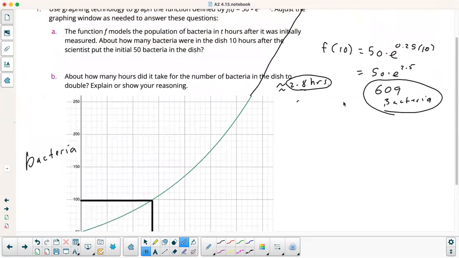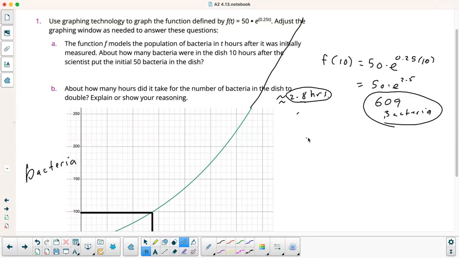Now, if I were to do that with the equation, you'd plug in 2.8 for t. I'm sorry, wait, we wouldn't know 2.8, so we'd have to say 100 equals 50 times e to the 0.25t. Now, the problem is this is an exponential equation, so we haven't really learned how to solve that other than trial and error. So you could plug in a bunch of numbers for t and see when you get 100. That would work, but we're going to learn some algebra techniques a little bit later as we go.